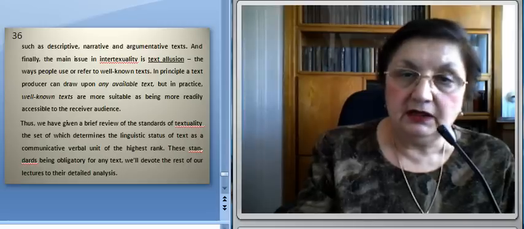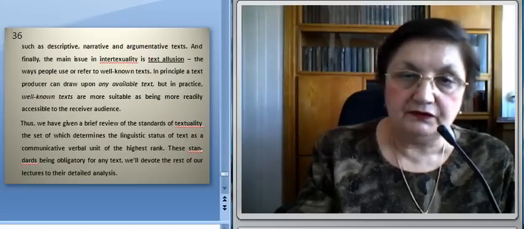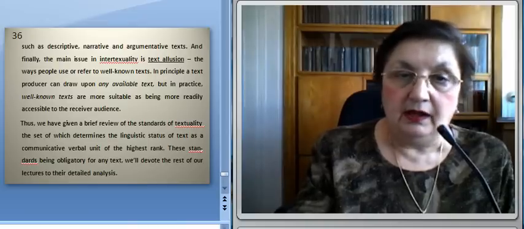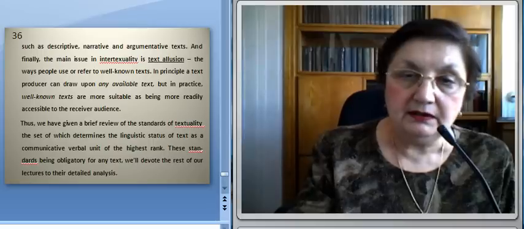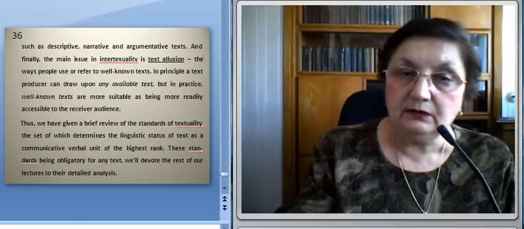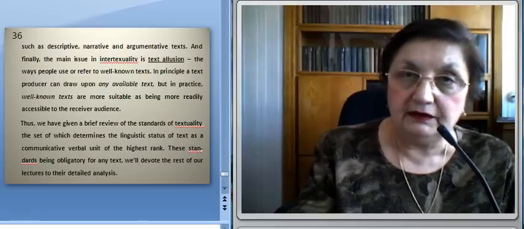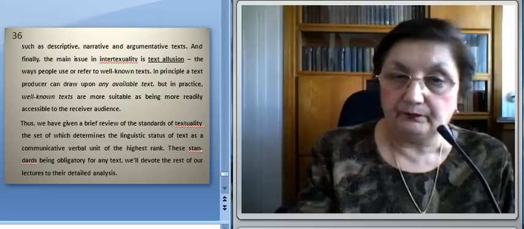Thus, we have given a brief review of the standards of textuality, the set of which determines the linguistic status of text as a communicative verbal unit of the highest rank. These standards, being obligatory for any text, will devote the rest of our lectures to their detailed analysis.